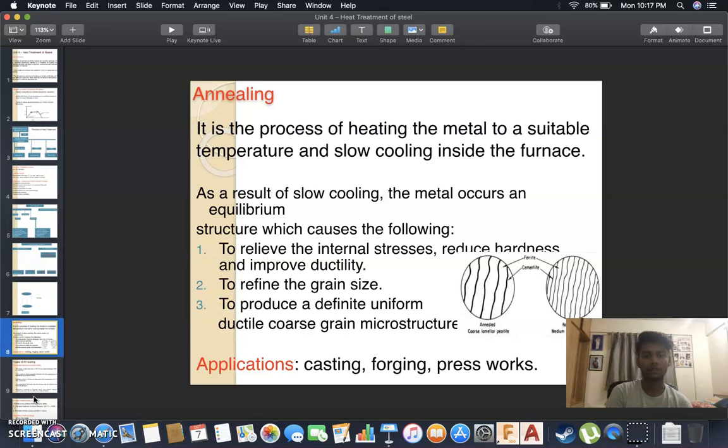As a result of slow cooling, the metal attains an equilibrium structure, which causes the following: to relieve the internal stresses, reduce hardness and improve ductility, to refine the grain size, to produce a definite uniform ductile coarse grain structure. So you can see the grain structures of annealed and normalized structures. So applications of annealing: casting, forging and press works.